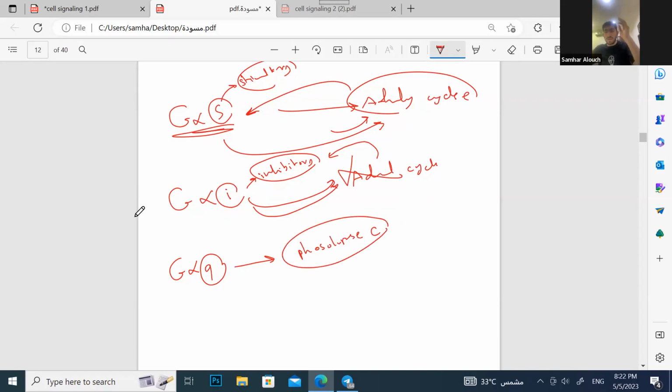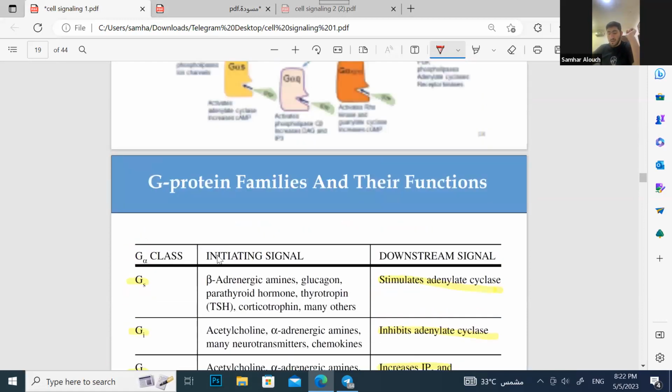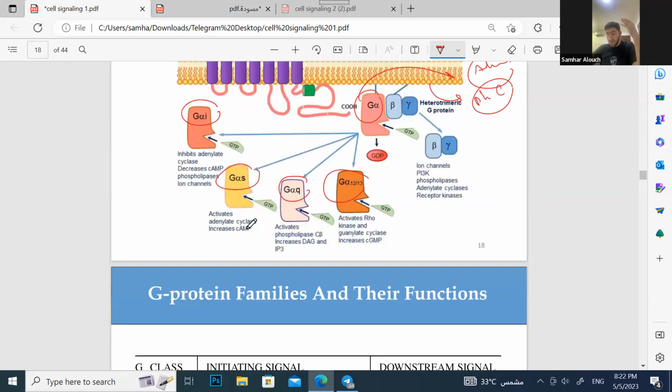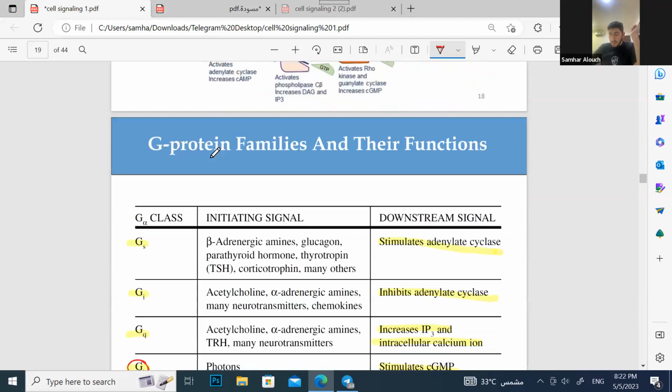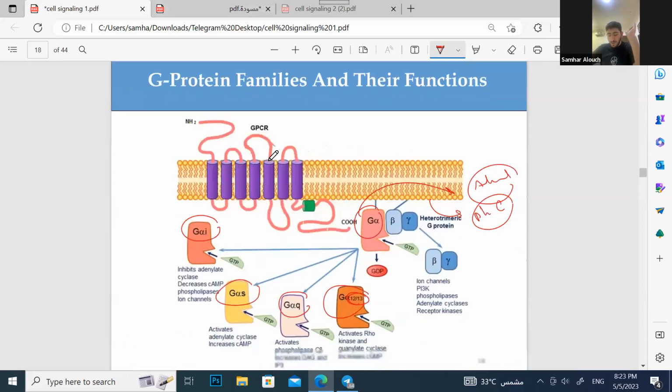Okay, so the third type is G-alpha Q, and it activates the phospholipase C pathway. And we have something called GT, transducins, and it activates the cyclic GMP pathway and phosphodiesterase. Please just memorize that, because he said it's not very important, and you will not take the whole pathway. So we have G-alpha 12/13 or G-alpha T, and both are for the cyclic GMP pathway. Okay, so now we have these four types.